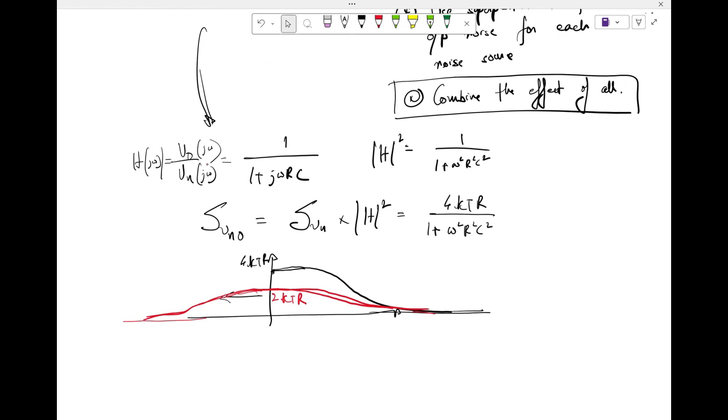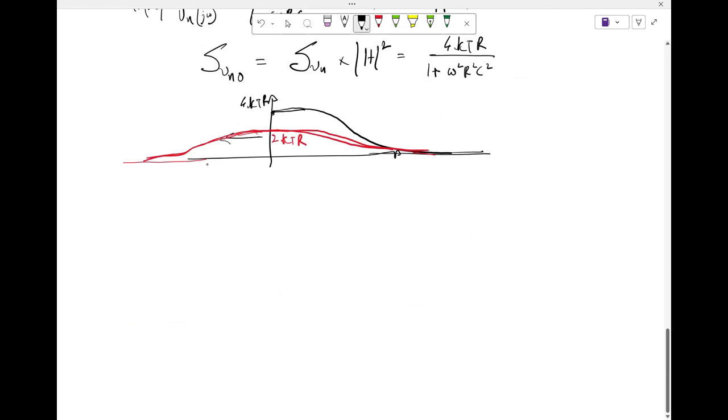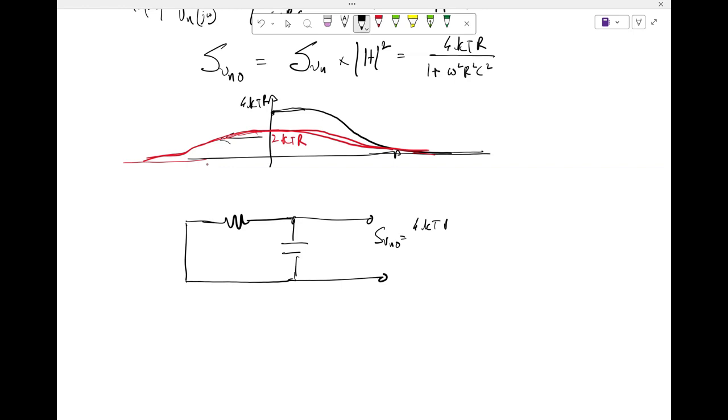Now my question to you is, if I have to reduce noise, what should I do? This question actually came up, I think Sarvesh asked this last time in a different context. I know S_Vno is 4kTR by 1 plus omega squared R squared C squared. So I want to reduce noise. What should I do? Let's say I'm interested in very low frequency noise, not very high frequency. I can reduce the value of the resistance, right?